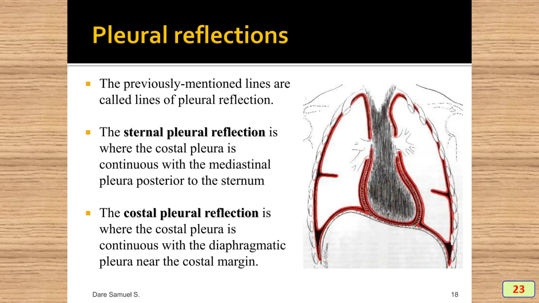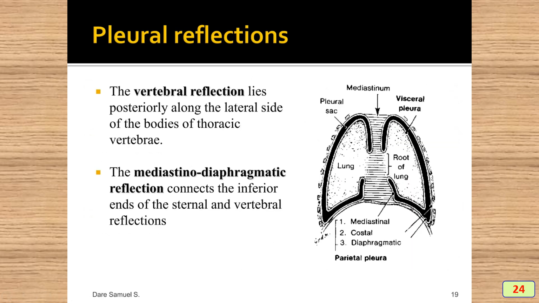These lines are called the pleural reflections. Here you can see the sternal pleural reflection, where the costal pleura is continuous with the mediastinal pleura. Then the costal pleural reflection is where the costal pleura is continuous with the diaphragmatic pleura. Reflection means the demarcation line, nothing more than that.